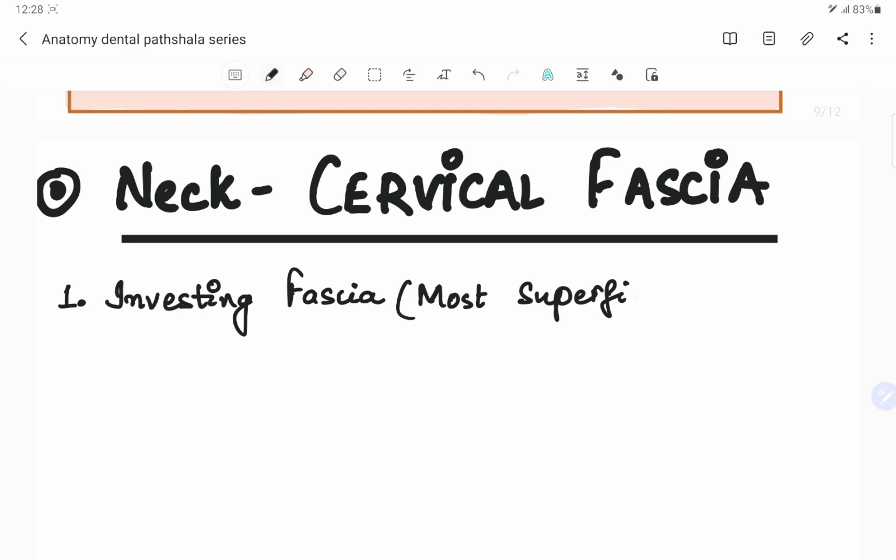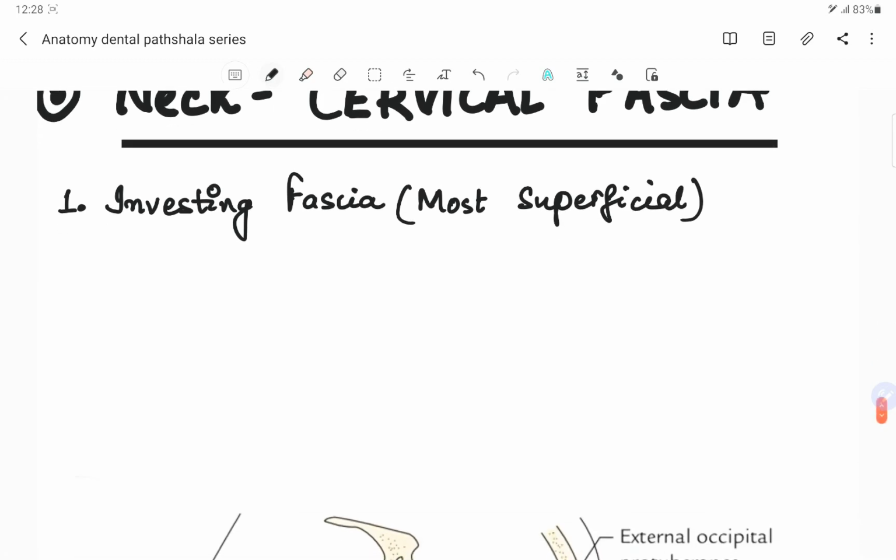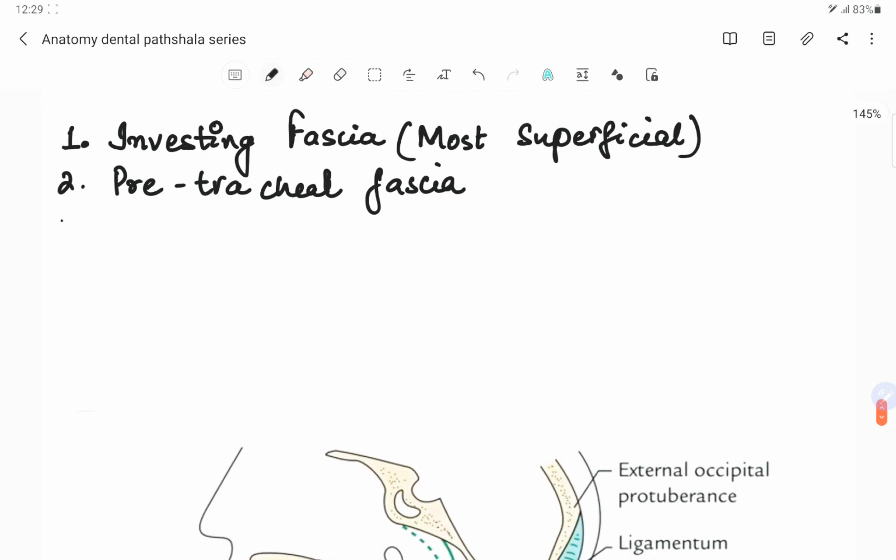Once you remove the superficial layer, we are going to see the sternocleidomastoid and the trapezius muscle. Then we have the larynx and the trachea. Surrounding the larynx and the trachea, as well as the esophagus, we have the pretracheal fascia. That means it is going to be not only in front but also behind the trachea. Then the third one we have is the prevertebral fascia, and as the name suggests, it is going to surround the vertebrae.